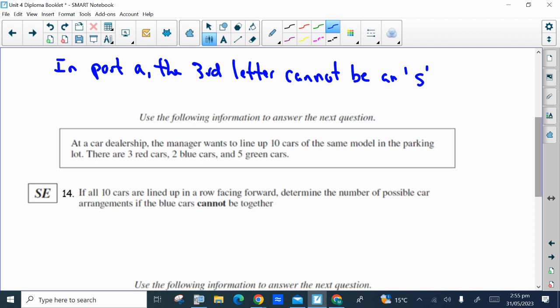Number 14. A car dealership manager wants to line up 10 cars of the same model in the parking lot, but there are 3 red, 2 blue, and 5 green. If all 10 cars are lined up in a row facing forward, determine the number of possible car arrangements if the blues cannot be together. So that would be all possibilities minus the possibilities with blue together.